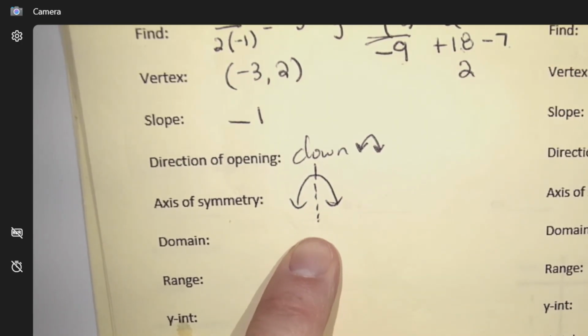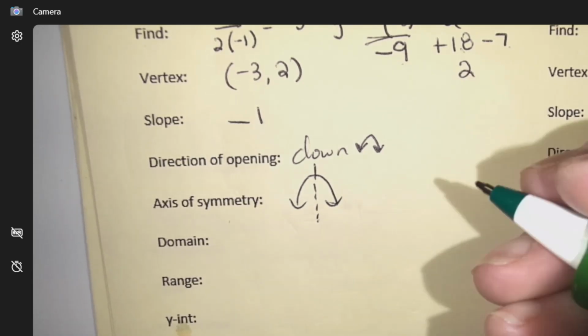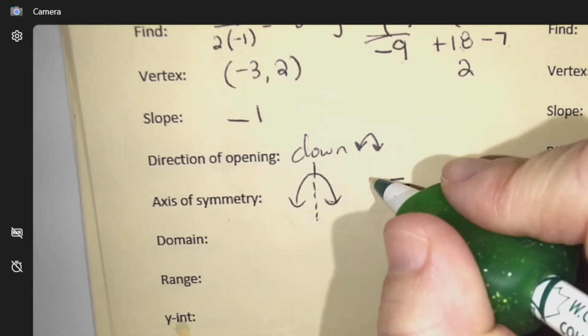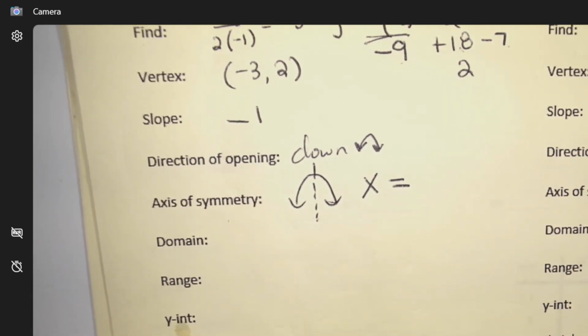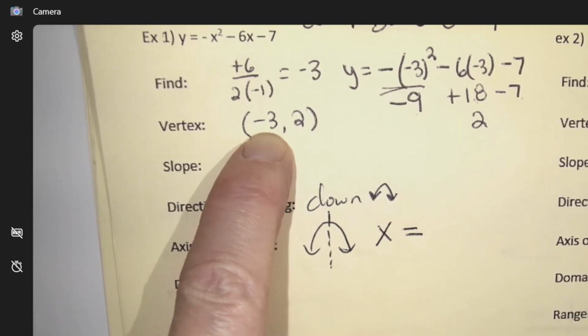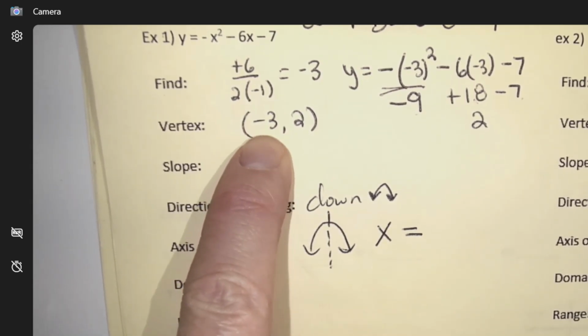Okay, axis of symmetry, so that's that cut line. How do we start that line? Because we need an equation to make a line. So what kind of start to an equation are you going to do? X equals, and where's that x value? We're finding that x value because it's going to go through the vertex.